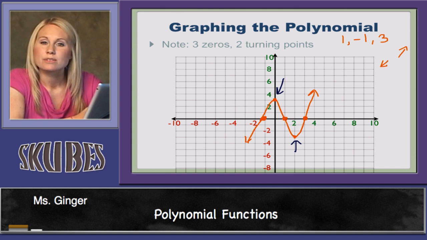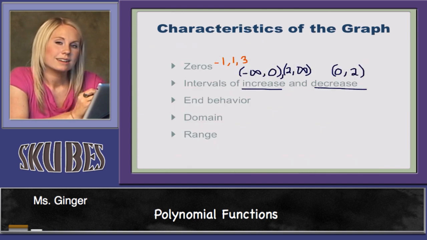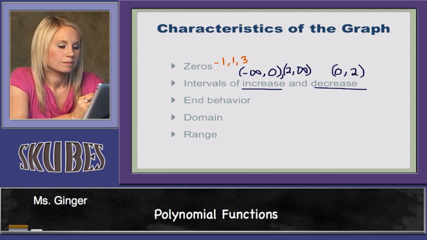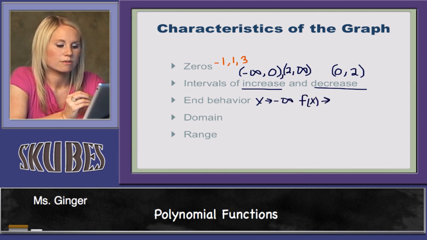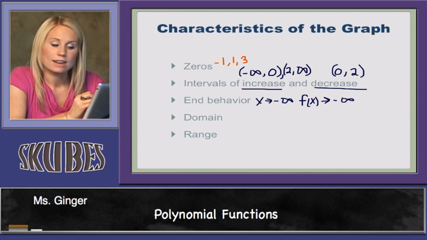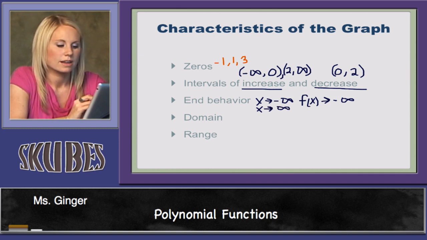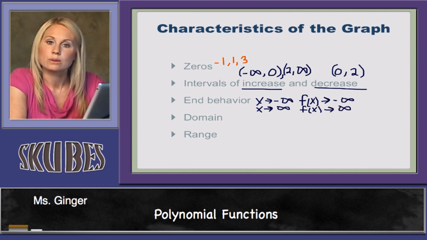So the formal math notation for that is as x approaches -infinity, that means the left-hand end, the function was down. So f of x approaches -infinity as well. And on the right-hand end, as x approaches +infinity, that just means out to the right, the function was up. So f of x was also +infinity. So that's the formal way that you can state those.